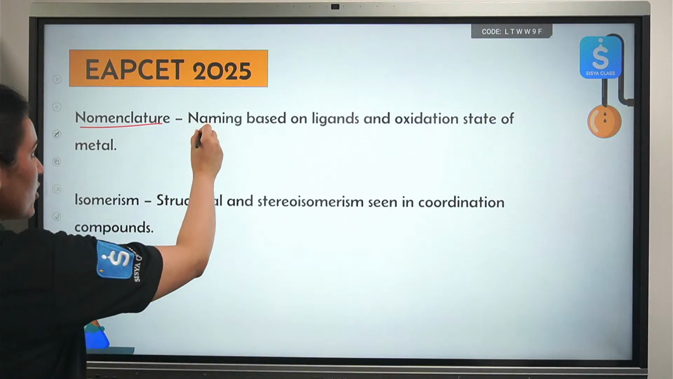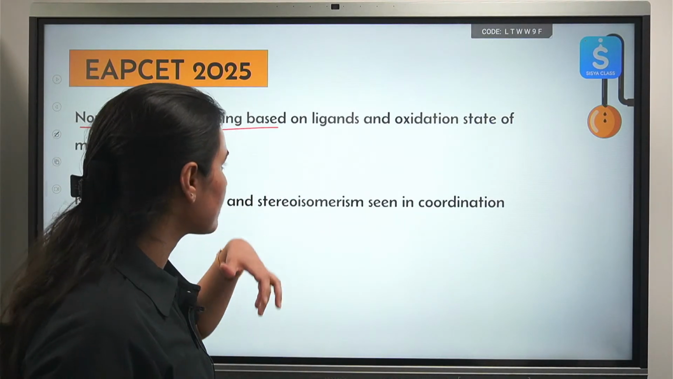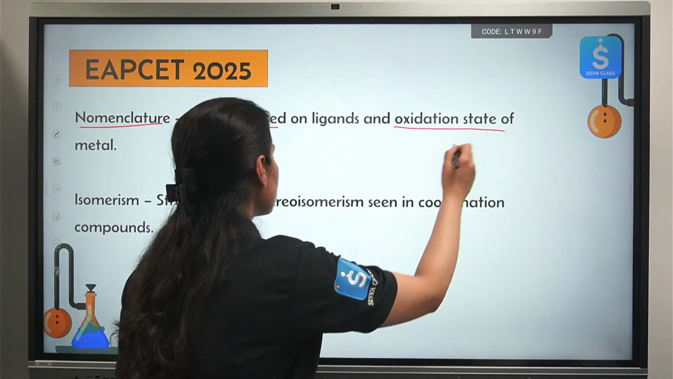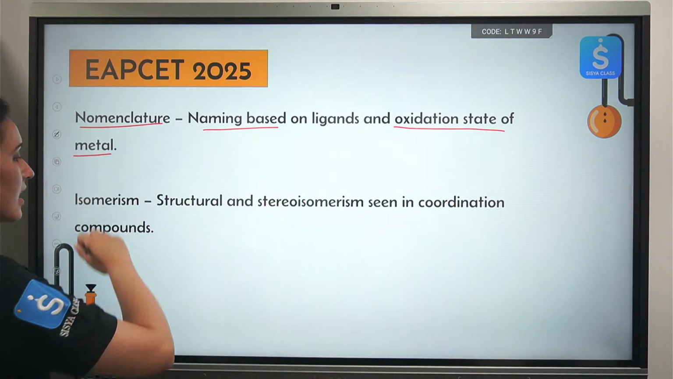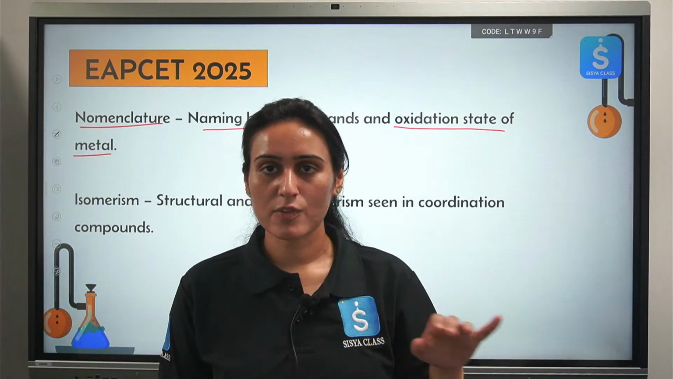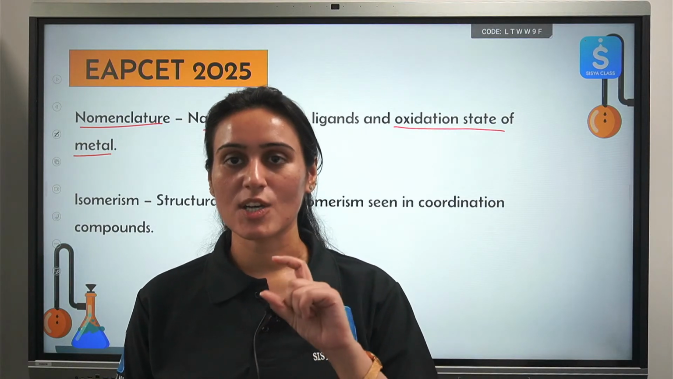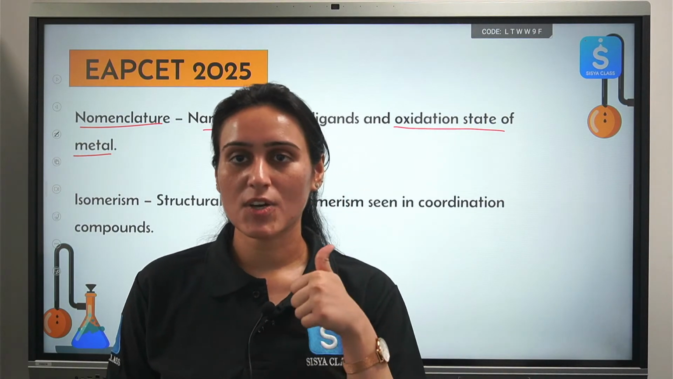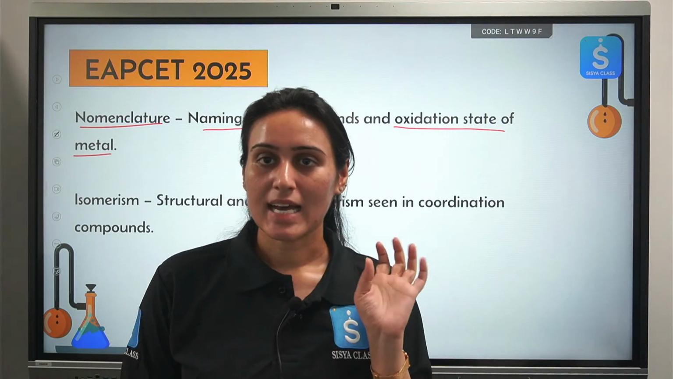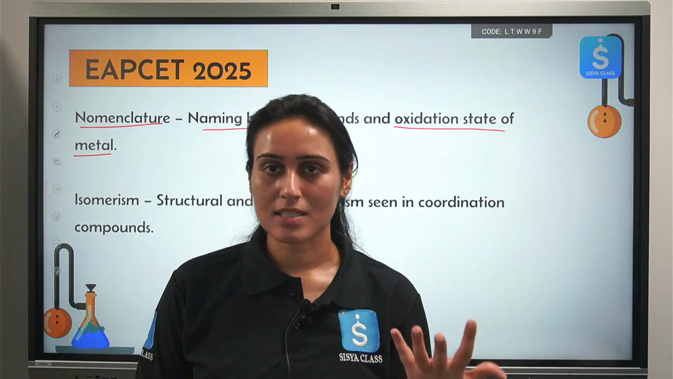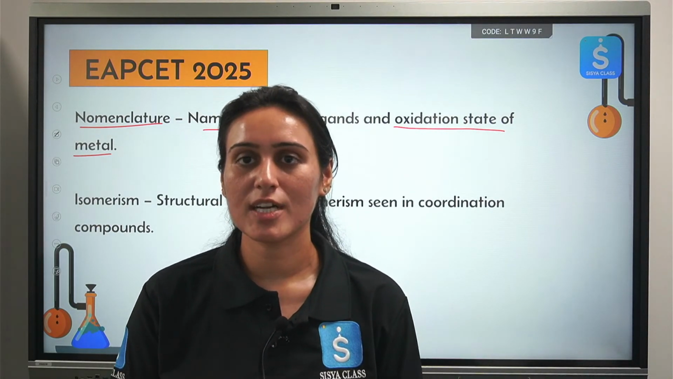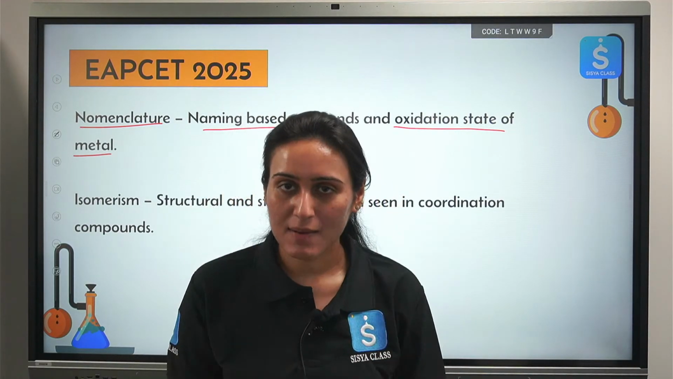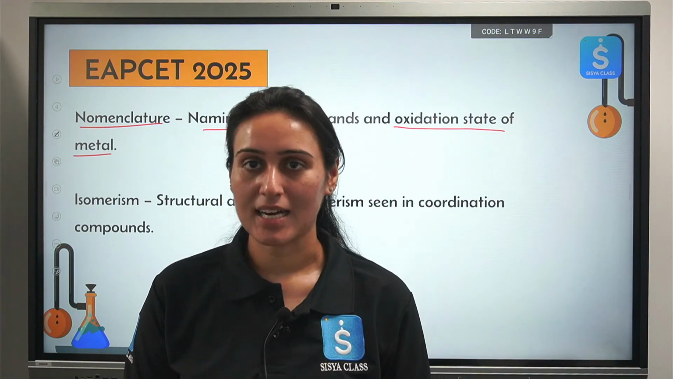nomenclature. We are going to name the complex based on the ligands and the oxidation state of the metal. Again, you must have seen a lot of questions based on the nomenclature of your coordination compound. Very easy peasy questions. Focus on what type of ligand is present, anionic ligand, neutral ligand, positively charged ligand. Based on that, you have different terminology. So try to remember the table which is given in your NCERT.